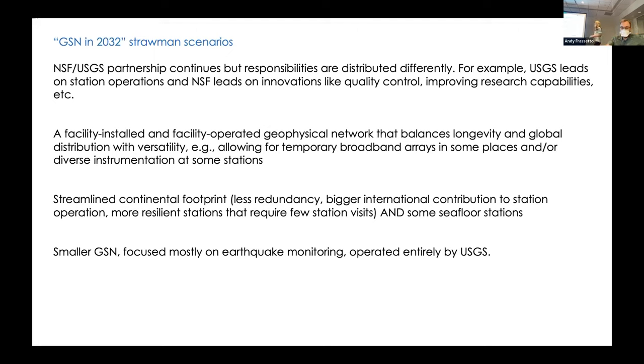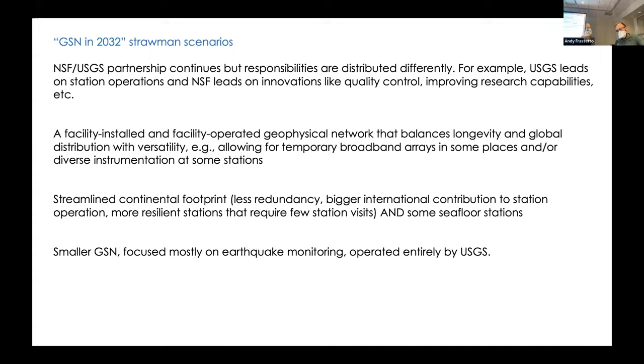The second one here is thinking of the GSN as a facility installed and facility operated geophysical network that balances longevity with some versatility. And we're hearing a lot of that today, that the longevity is important, but maybe we don't need 50 years of data from 140 stations, right? Maybe we could do with longevity at a smaller number of stations and then be more versatile with other operations, like having temporary broadband arrays in some places, or having diverse instrumentation at some stations, but it doesn't have to be at all stations. So kind of thinking about the GSN more as a geophysical network. I think someone already even suggested this, but a streamlined continental footprint, so less redundancy, bigger international contribution, station operations, more resilient stations, and a bigger presence in the ocean somehow.